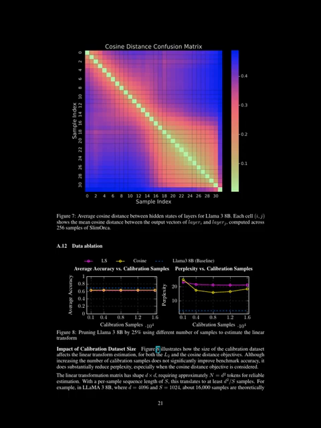Figure 7. Average cosine distance between hidden states of layers for Llama 3 AP. Each cell ij shows the mean cosine distance between the output vectors of layer i and layer j computed across 256 samples of slim orca.